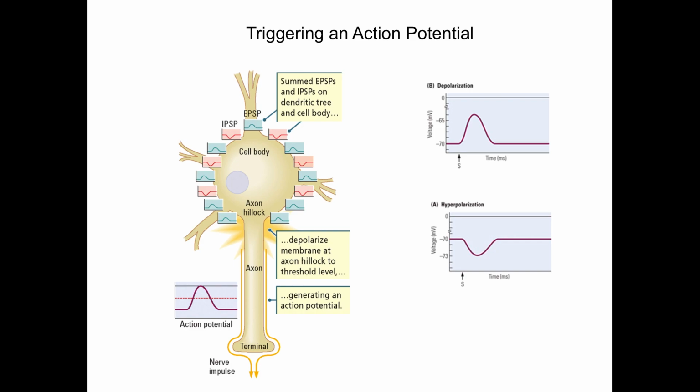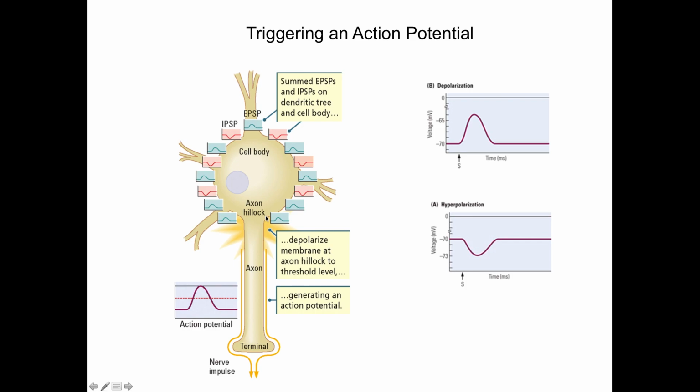Okay, so here we have a beautiful schematic picture of the cell body. These are dendrites, kind of cut off, but these are dendrites with incoming messages. Here we have the axon hillock, or the start of the axon. Here we have the axon, and here we have the terminal.